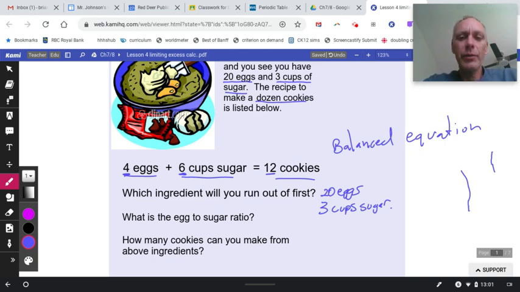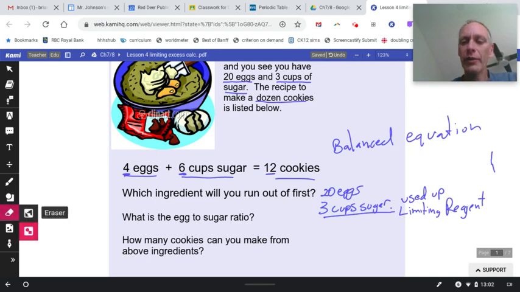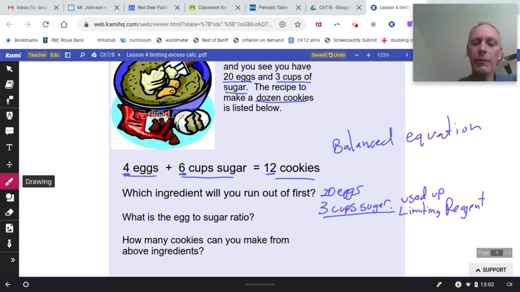So you can probably use common sense to recognize this one, that it is going to be the 3 cups of sugar that will be used up before we ever run out of eggs. So this is called the limiting reagent. So the sugar is the limiting reagent. It is going to determine how many cookies we can make, not the eggs. We say that the eggs are in excess.